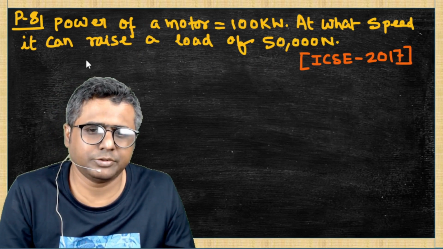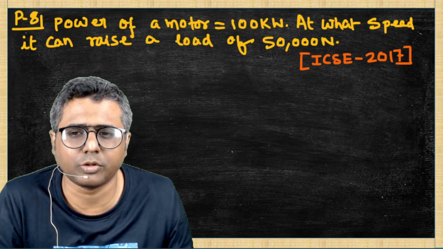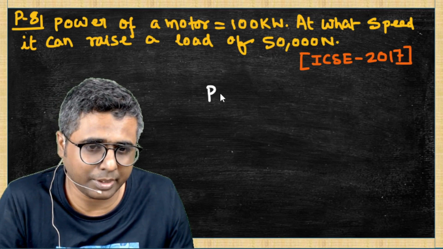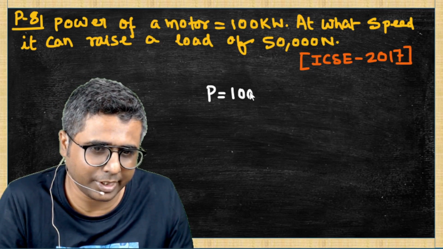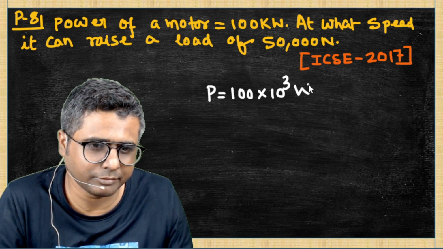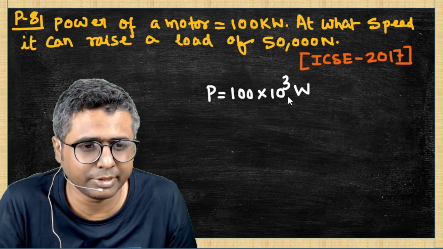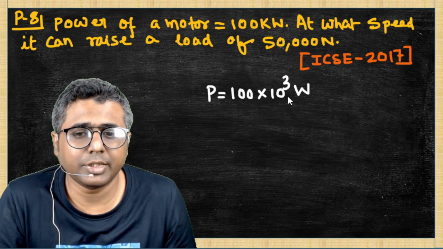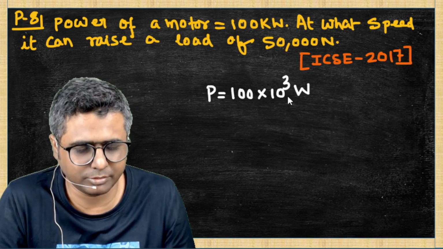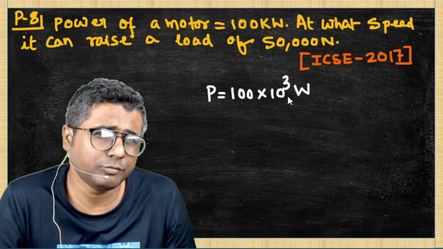Okay, next question on power of motor. Power of motor is given as 100 kilowatt. 100 kilowatt means in SI unit 100 into 10 to the power 3 watt. Very good, ICSE 2017 question. At what speed can it raise a load of 50,000 Newton? So speed and force.